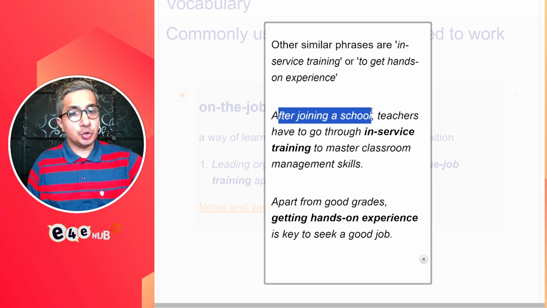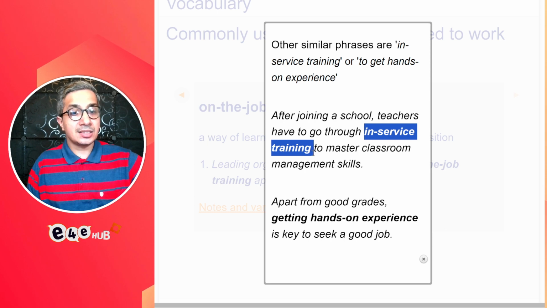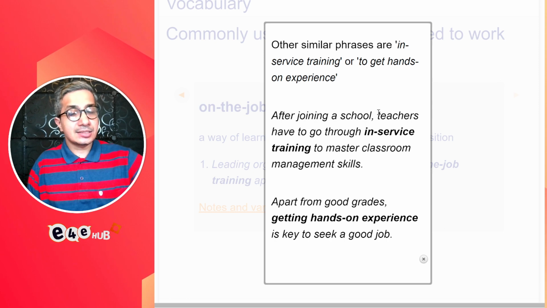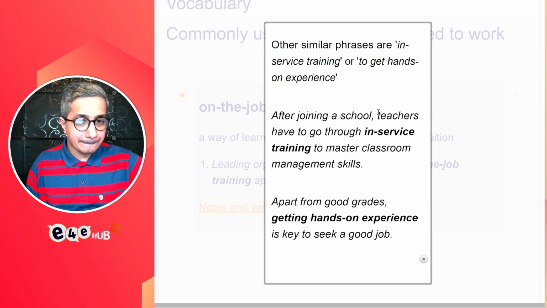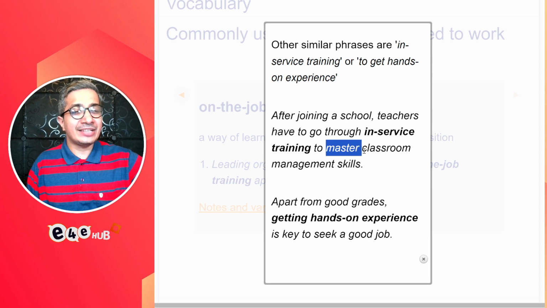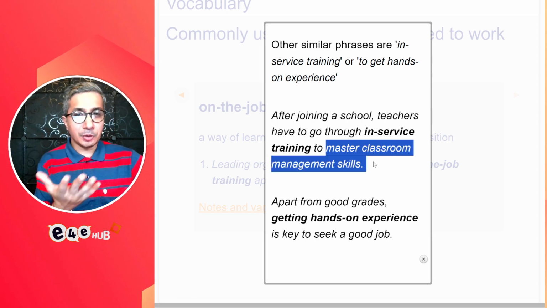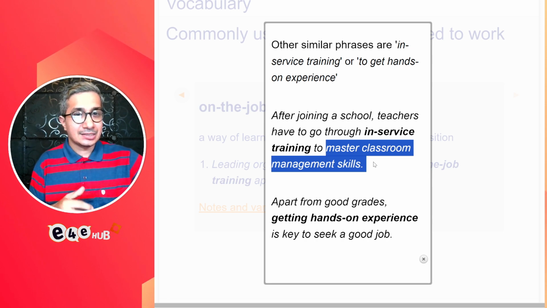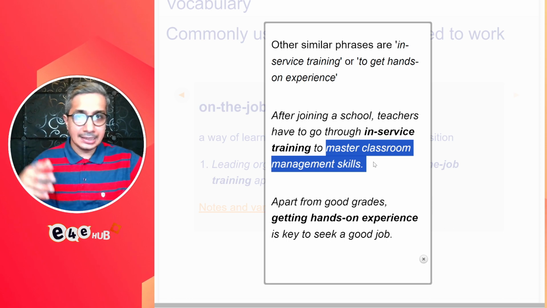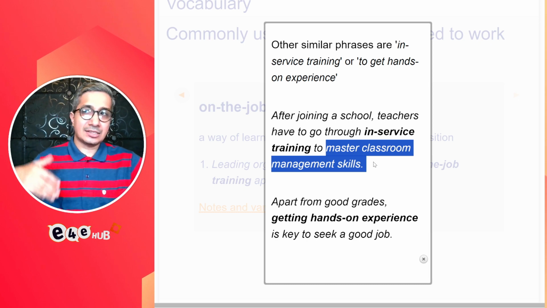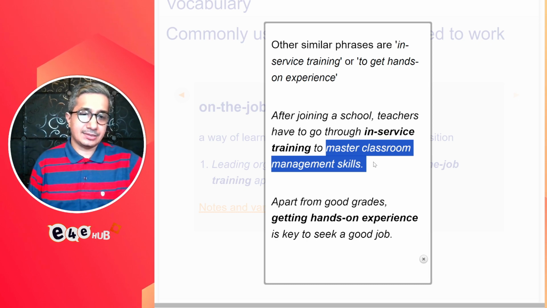After joining a school, teachers have to go through in-service training to master classroom management skills. When teachers go through their degree, they don't usually have experience managing a whole classroom. They learn a lot of things in books like principles, psychology of learning, and so on. But when they go through in-service training, they try that hands-on. So that's one way of giving them experience.